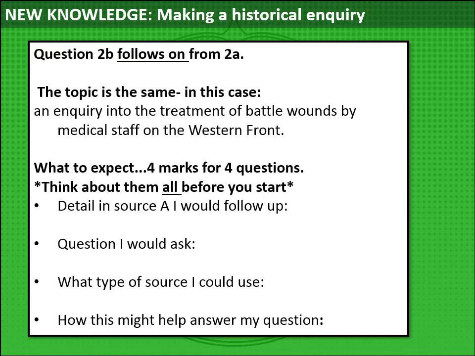And you'll be asked 4 short tasks. But they follow on from each other, so it's a great idea to work them all out before you start writing up. You'll be asked to find a detail in a source that you would follow up, a question that you would ask, the type of source that you could use to answer this question, and then a brief explanation of how that would help you to answer your question. So let's look at each of those in turn.